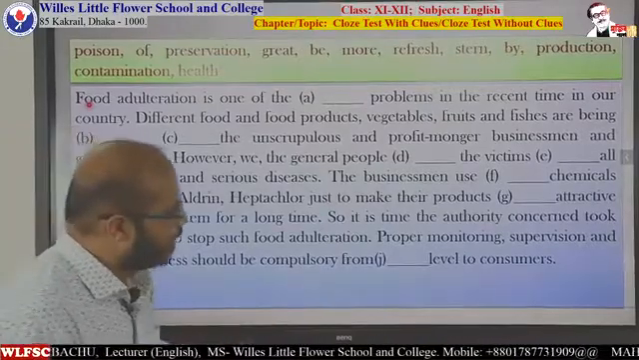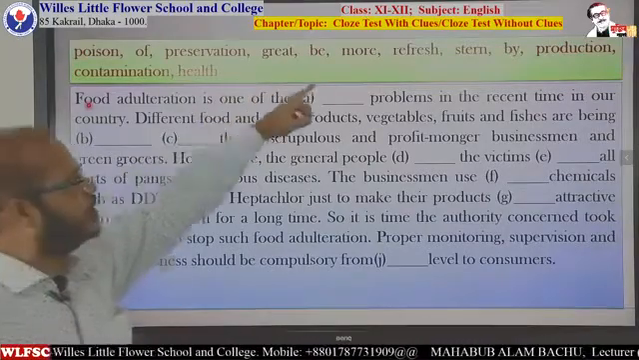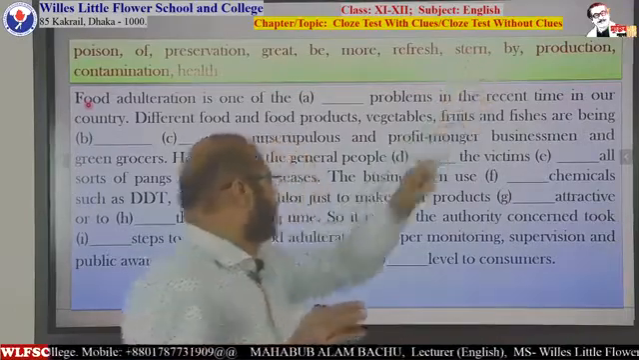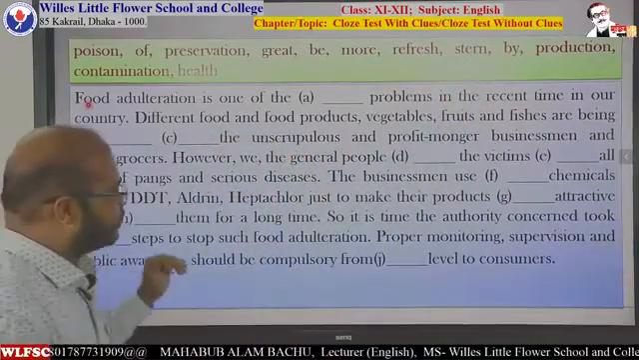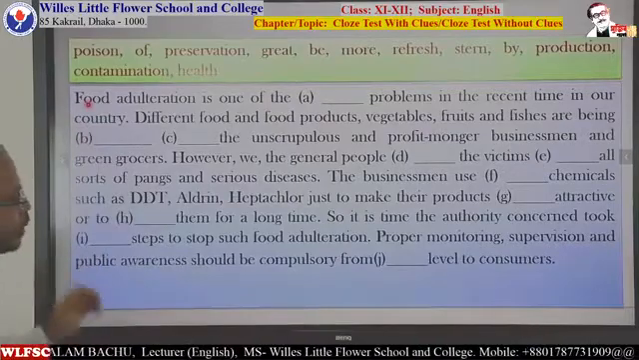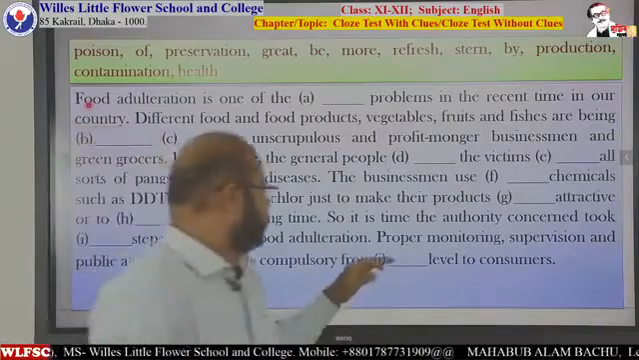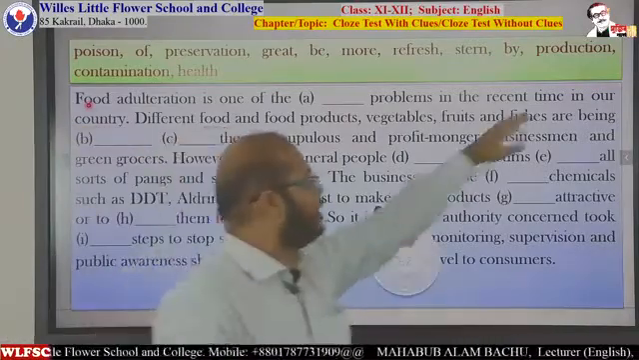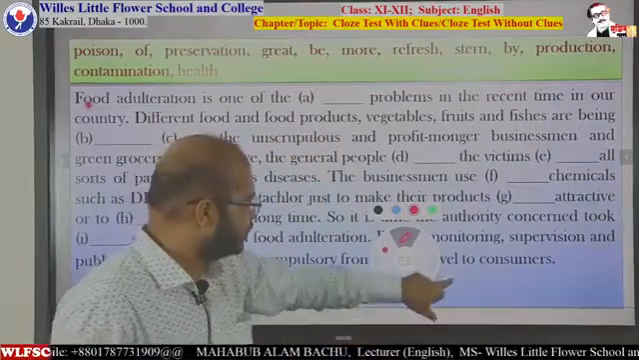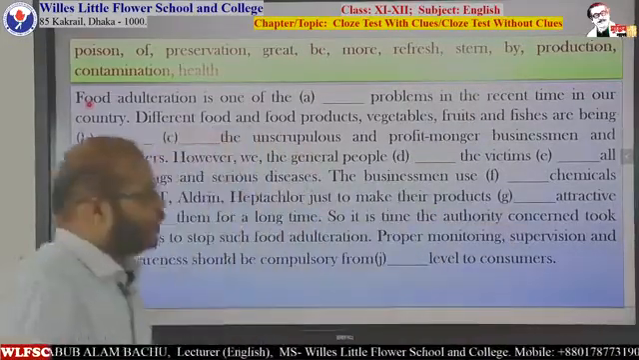So it is time the authority concerned took dash steps. We have already got the word stern. Stern means tough or very tight. So tough or stern steps to stop such food adulteration. Proper monitoring, supervision, and public awareness should be compulsory from dash level to consumers. So from production level, you see the word production, level to consumers. So I think you have got the point.